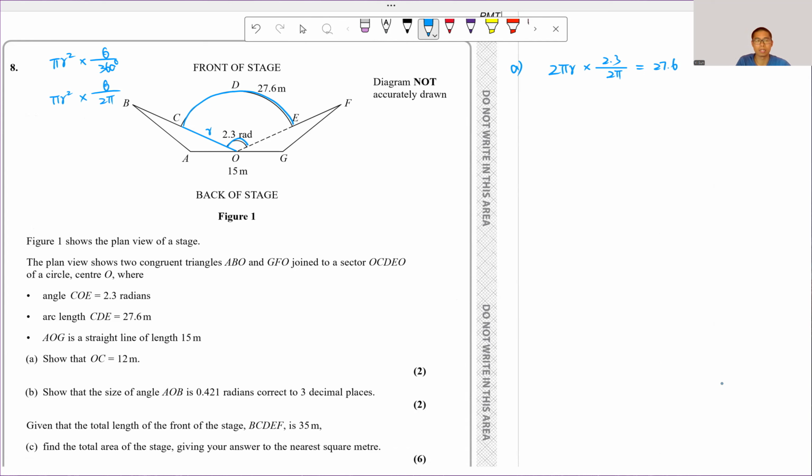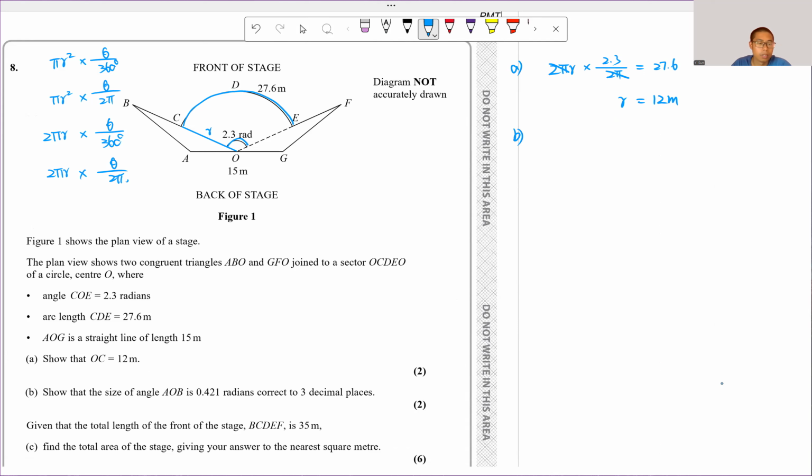So for the perimeter, 2 pi r is the perimeter, but if it's arc length and it's in degrees, you multiply by theta over 360. And if it's in radians, you do 2 pi r times theta over 2 pi. So just different units, but it's the same concept as what you learned in GCSE. So that's why I just use 2.3 radians divided by 2 pi radians. Then simplify this, 2 pi over 2 pi cancels out. r is just equal to 27.6 divided by 2.3, which is equal to 12 meters.